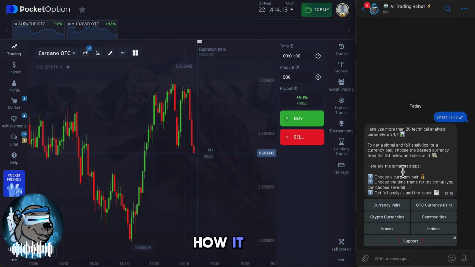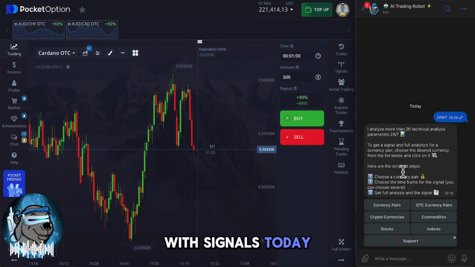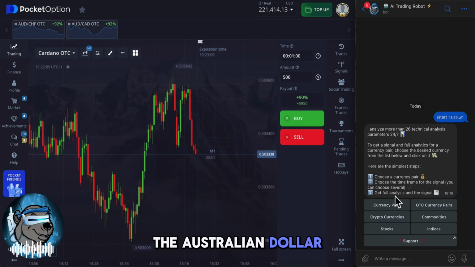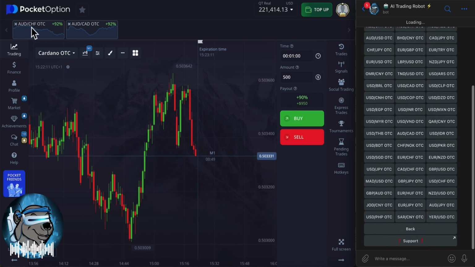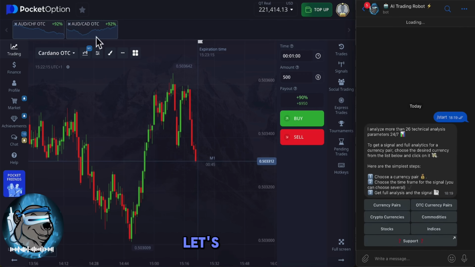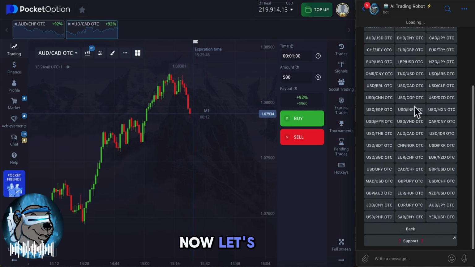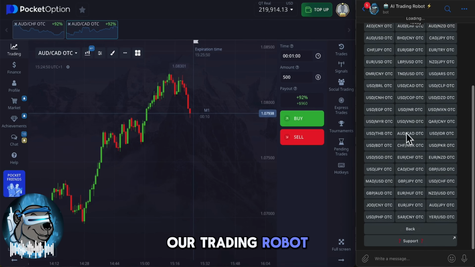So let's check how it will provide me with signals today, and whether I can make a small profit to my balance using its signals. So, we choose the Australian dollar and the Swiss franc. Right? Okay, 1 second. Let's see what we've got here. Australian dollar and Canadian dollar. Now let's open this asset on our trading robot.